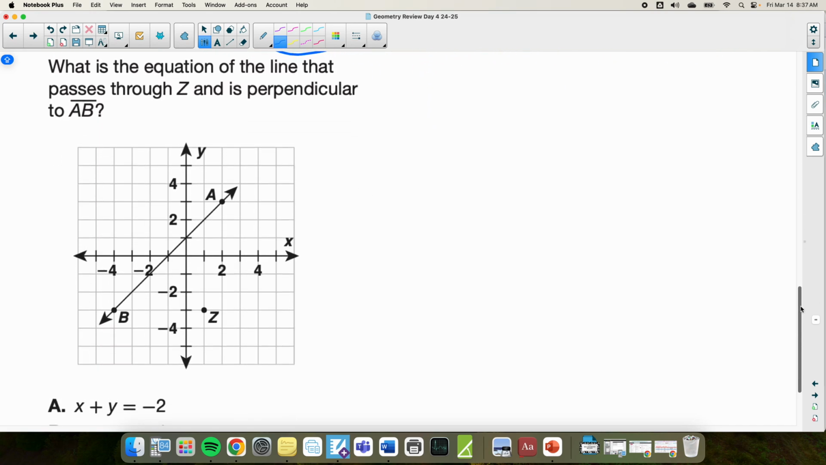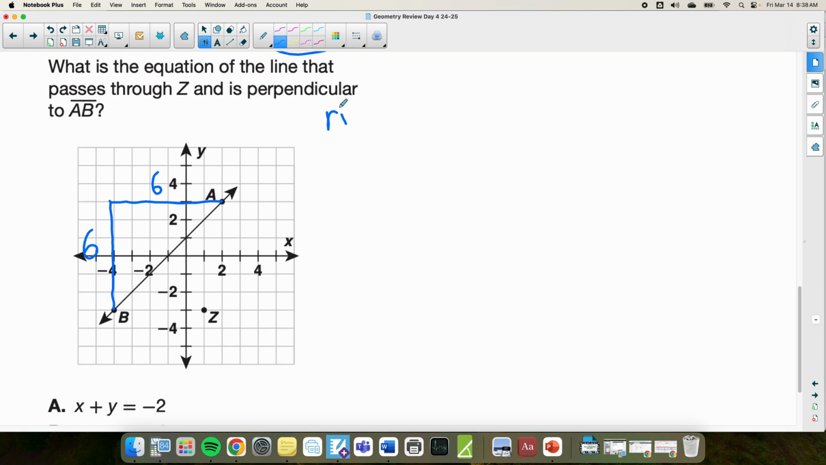Alright, what is the equation of the line that passes through Z and is perpendicular to A, B? Alright, this one we are not given the slope either, but now we have a graph. So we can start at B and count 1, 2, 3, 4, 5, 6. So it's going 6 up, so it's going to be positive. And then 1, 2, 3, 4, 5, 6. It's going 6 to the right, which also is positive.